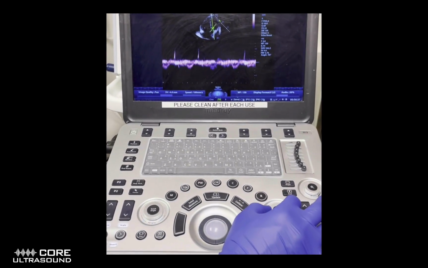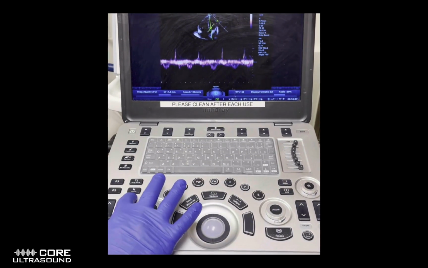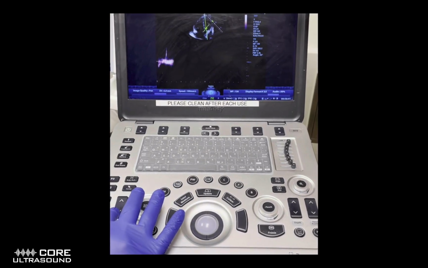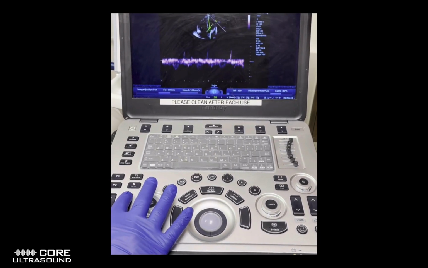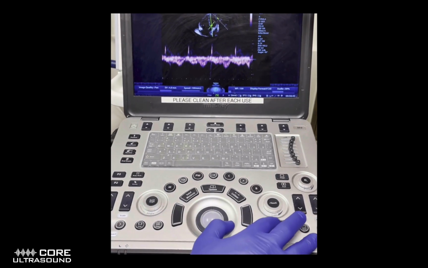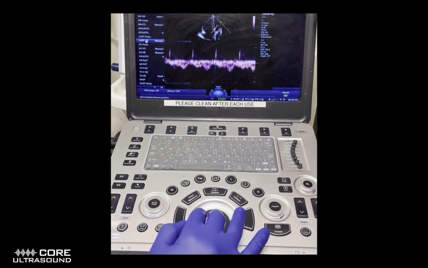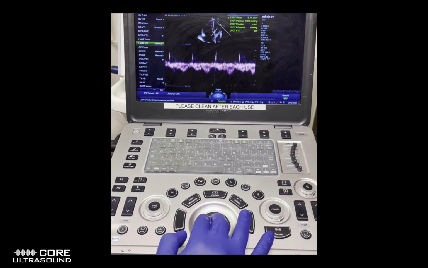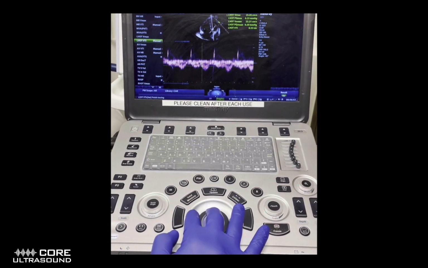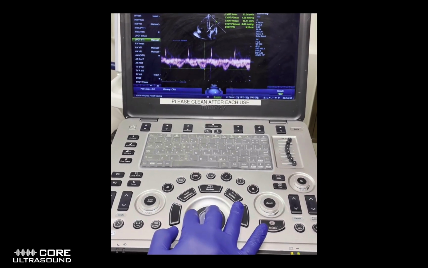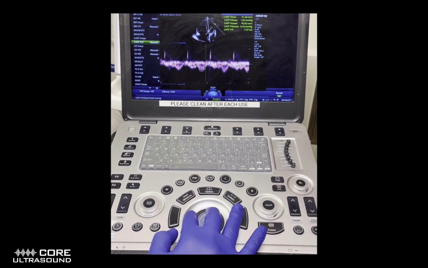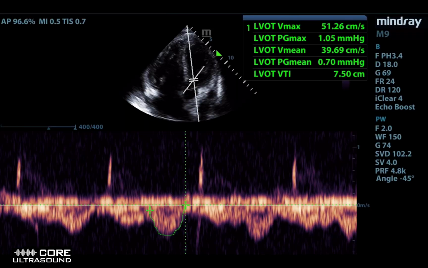And you can see already that this peak is significantly smaller than the other peak. I am going to do a couple of adjustments. I'm changing my baseline here. I'm going to increase my gain just a tad bit, and then I'm going to go ahead and manually trace this out. Now, this can be a little bit on the tricky side, but sometimes it's going to be more advantageous to manually trace it. And you can see here that the VTI here is 7.5, which is significantly less than the normal 18 to 22 centimeters.